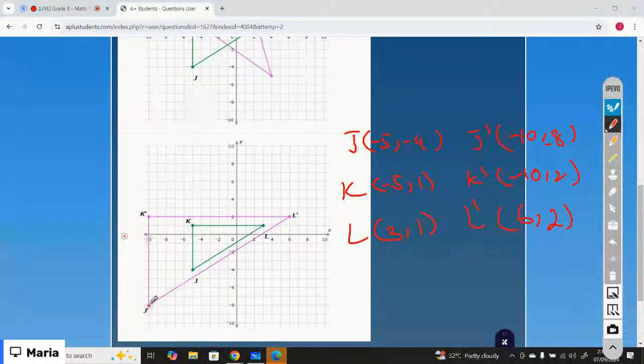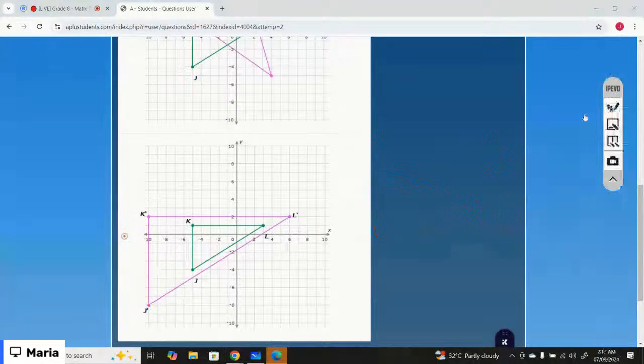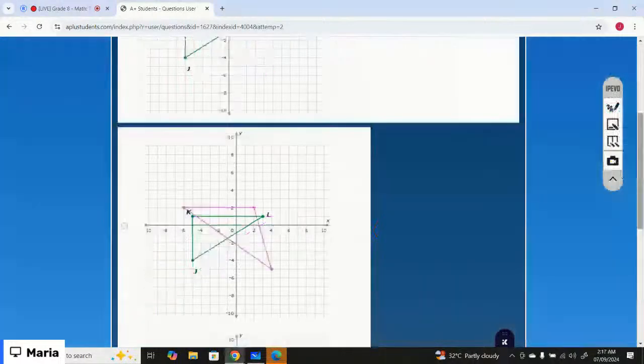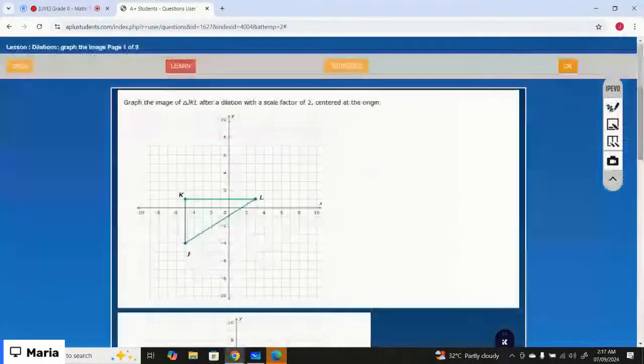J dash has the coordinates negative 10 and negative 8. Here it is. K dash has the coordinates negative 10 and 2. Here it is. L dash has the coordinates 6 and 2. Here it is. So option number 2 is the correct option. That is the dilated image of JKL.